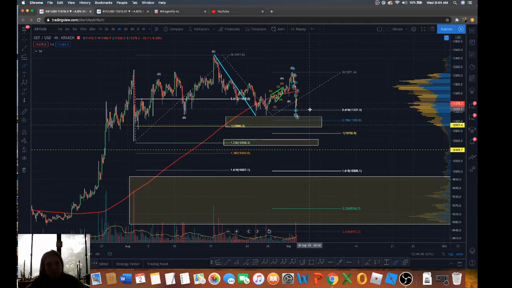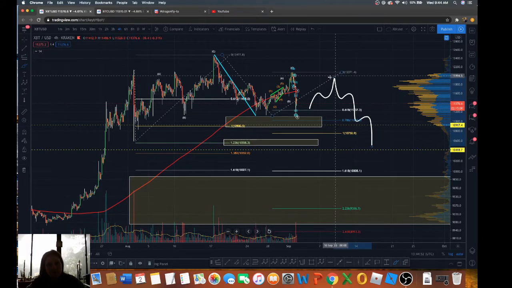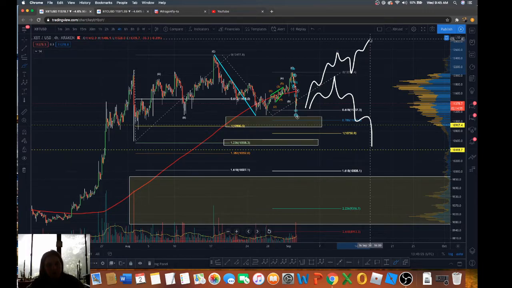Do we get 3 waves to the upside and more downside? It's the 3 waves or the 5 waves that you're looking for. 5 waves, we get a correction, and then we get more to the upside. 3 waves, and we're going to get 5 more to the downside.